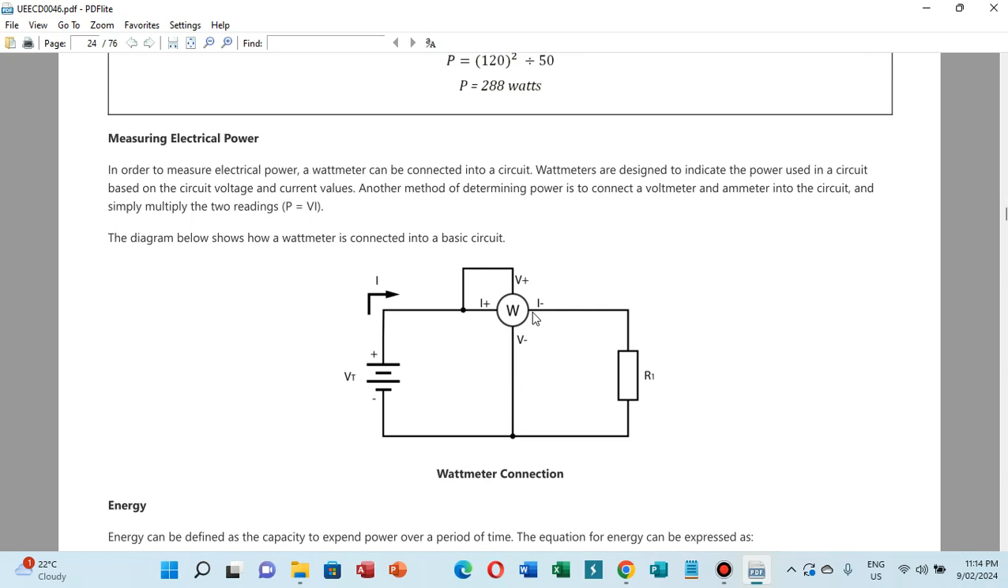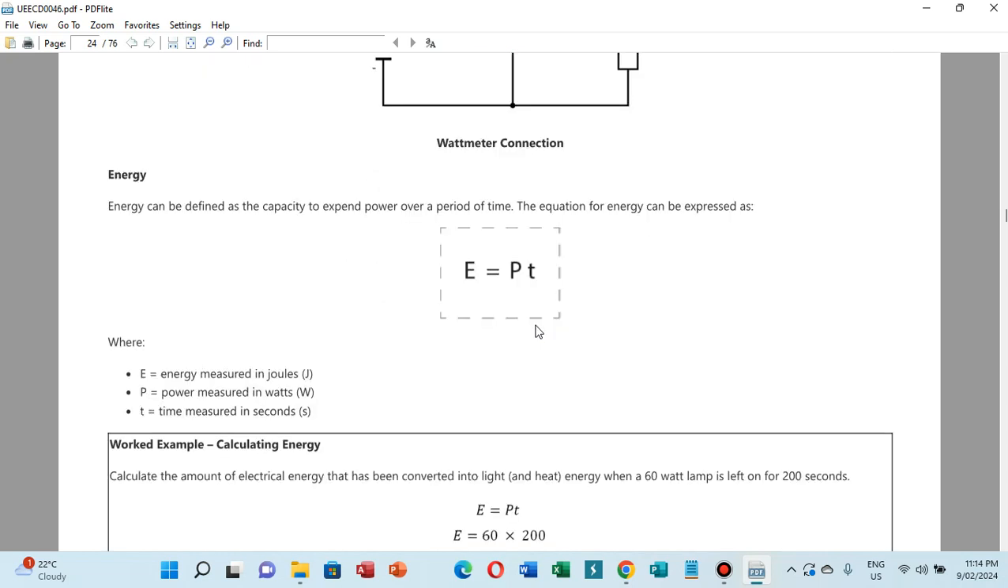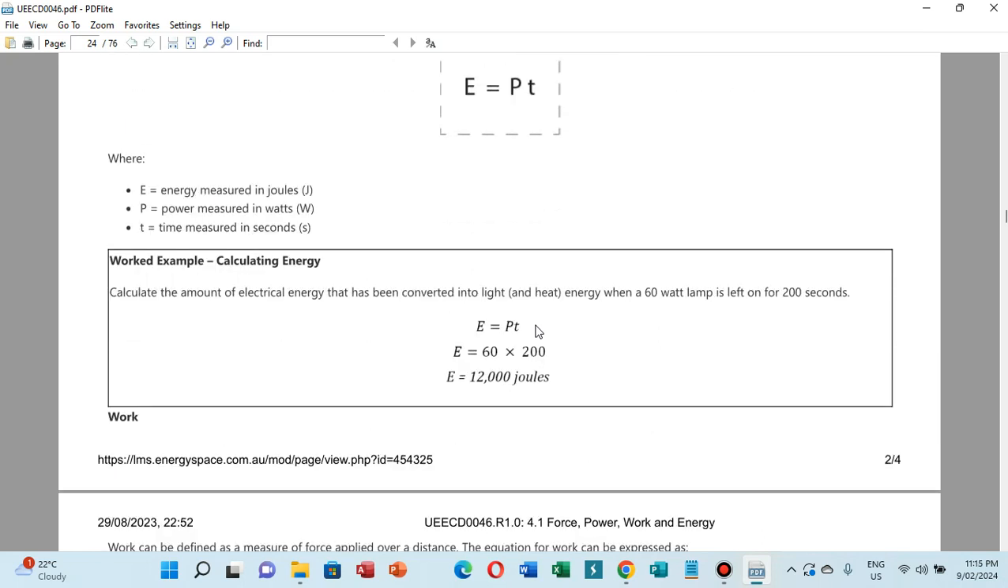So in this case, energy equal to power multiplied by time is energy. In this problem, if you know the power is 60 watt and the time is 200 second, then you can calculate the energy. 60 multiplied by 200, you got 12,000 joules.